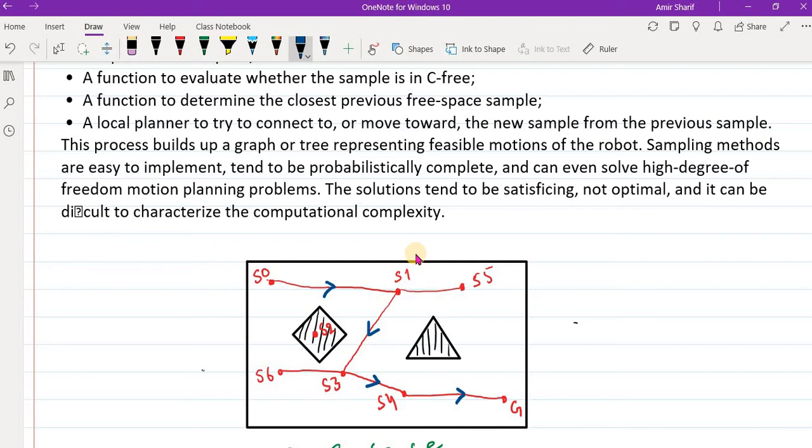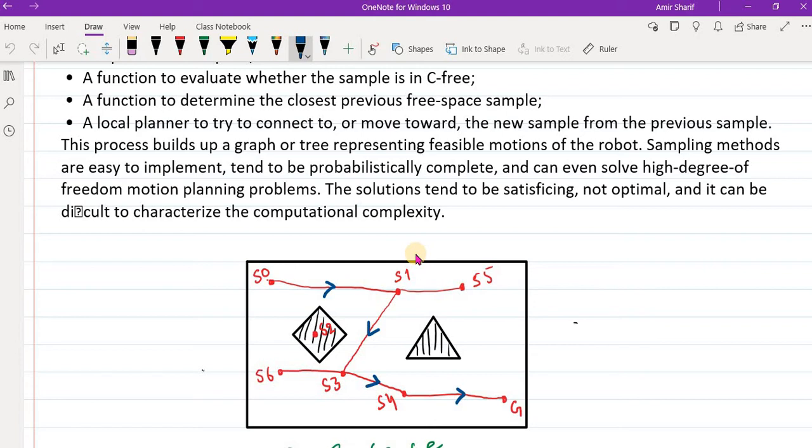Sampling methods are easy to implement, tend to be probabilistically complete, and can even solve higher degrees of freedom motion planning problems. Yeah, they have pretty strong advantages. Okay, the first one is they are easy to implement. You don't need grids, you don't need visibility graphs, and they are probabilistically complete. We already studied what probabilistic completeness is, and they can even solve higher degree of freedom problems.